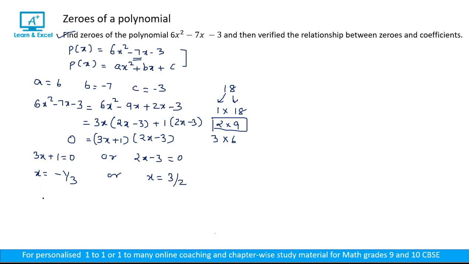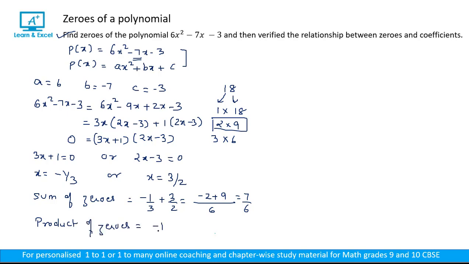Now let us find the sum of the zeros. So sum of zeros will be equal to -1 by 3 plus 3 by 2. We'll have to take the LCM here. So LCM is 6. So we have -2 plus 9, which is equal to 7 by 6. Let us also find the product of the zeros. So product of zeros equal to -1 by 3 into 3 by 2. So this is equal to -1 by 2.